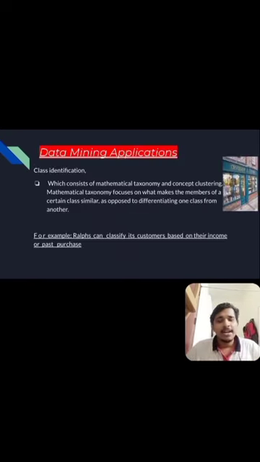Next is data mining applications, and it's all about concept clustering and mathematical taxonomy. As we know, Ralph is a multinational company, and they use the data mining process based upon incomes or the past purchases that people have made. There are certain classes: middle class, lower class, higher class. They mainly focus on what the members of a certain class have in common and what products a certain class is buying, and that's all about class identification.